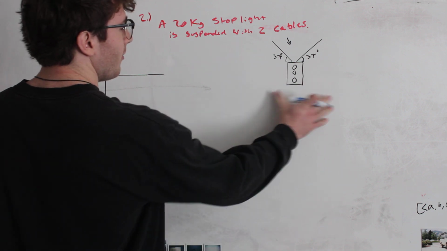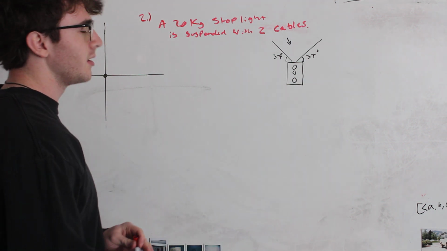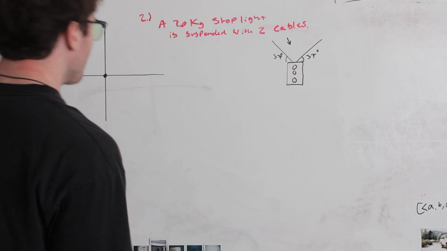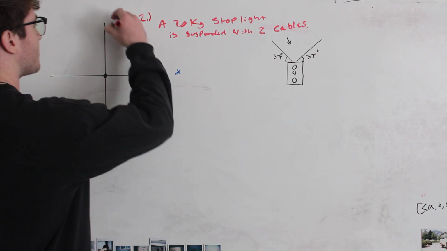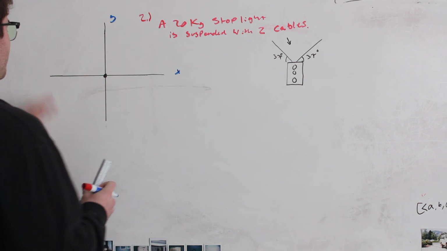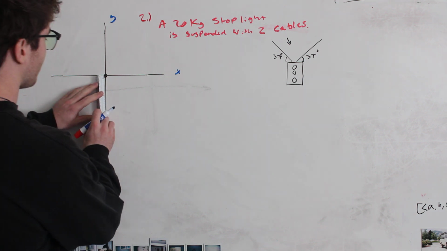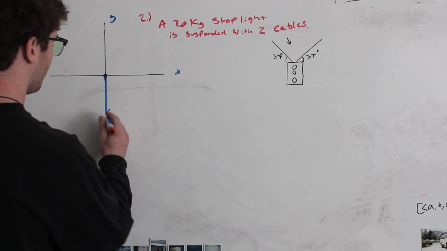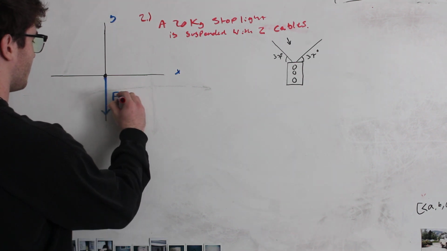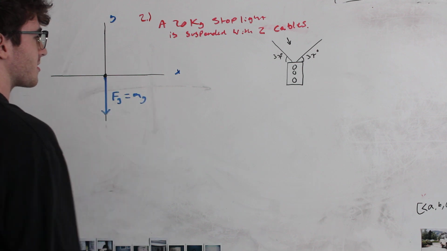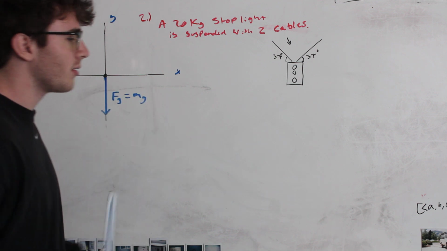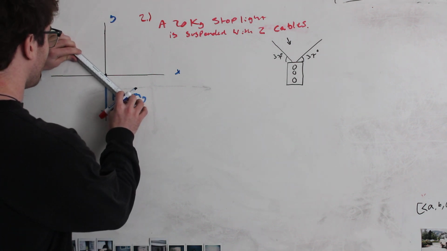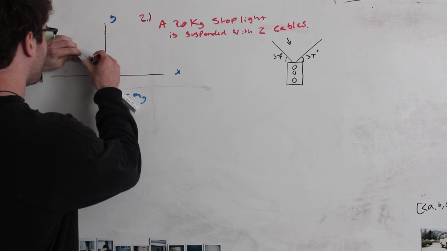So here's roughly our situational diagram. It doesn't need to have a lot going on. For our free body diagram, we're going to call this our x direction and then our y direction. Always and forever, we're going to have our force of gravity right here, our Fg, and that's going to be our mass times our G value, 9.8. Then we're going to have two equal angular tensions right here, each at 37 degrees.